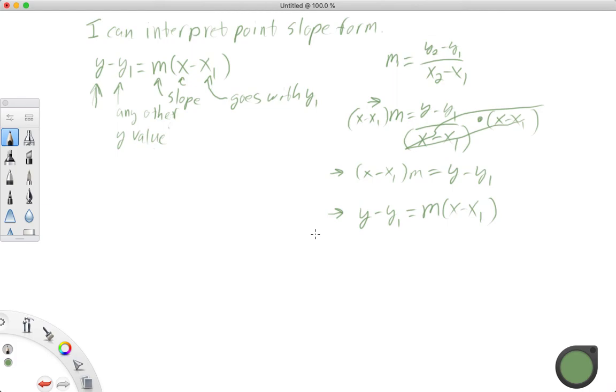Why is this helpful? If we know this, we don't need to know the y-intercept, right? We can use two points on a line to write the equation without needing to know the y-intercept. We can still get the equation of the line. We can actually even still graph this, but if the information we're given doesn't include a y-intercept, we can write it this way, and that's helpful for that.